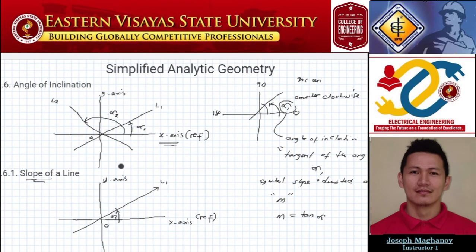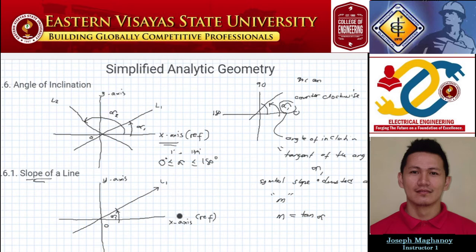It is obvious in angle of inclination and in slope of a line that your alpha is between 0 and 180 degrees, starting from 1 to 179 degrees. So that is the supposed angle of your inclination. Beyond that, it becomes meaningless.